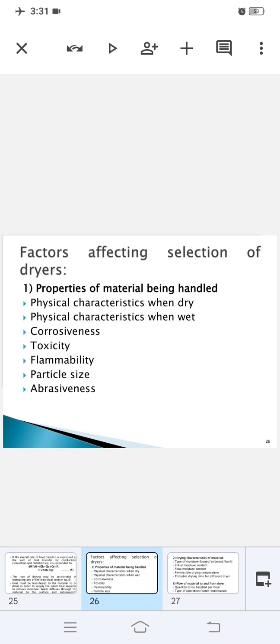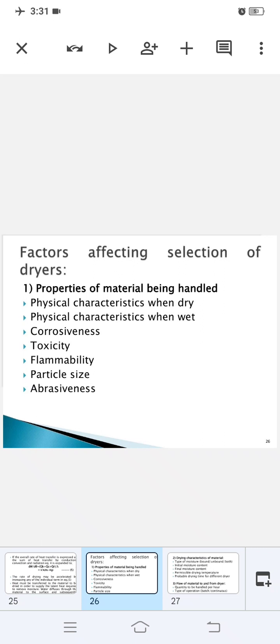What are the advantages of static bed dryer? No attrition is present in a static bed dryer because nothing is moving in this. If there is no movement, then there will be no attrition. And the disadvantage is that only a fraction of the solid particles is directly exposed in this static bed dryer.